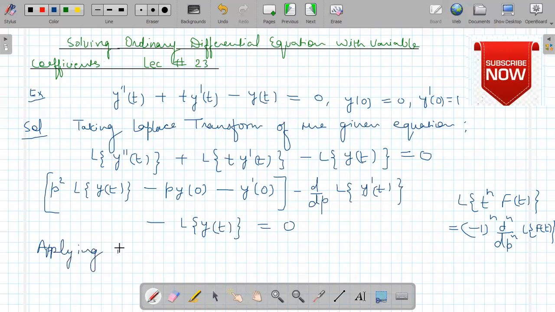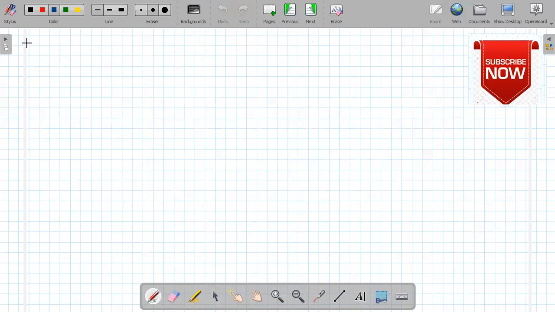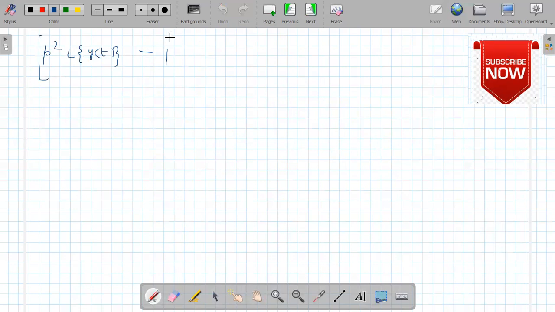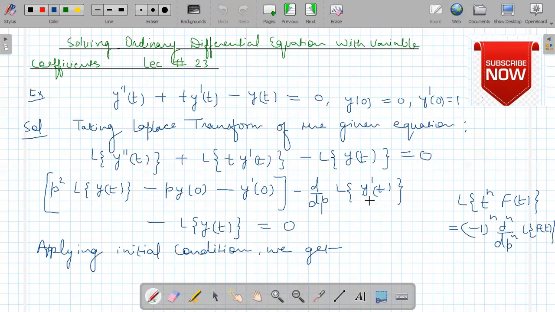is equal to 0. Now applying the initial conditions we are given, we get, let me do it on the next page, p² into Laplace of y(t) minus, y(0) is 0 so this term disappears, and here it is 1, so it is minus 1. Minus, we have d/dp of Laplace of y'(t).